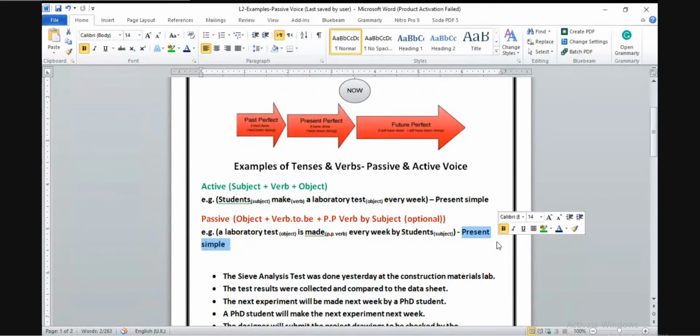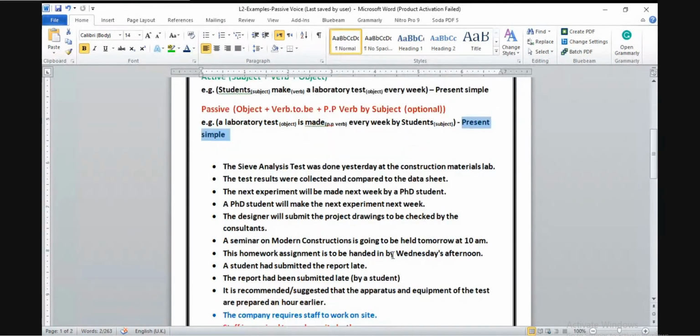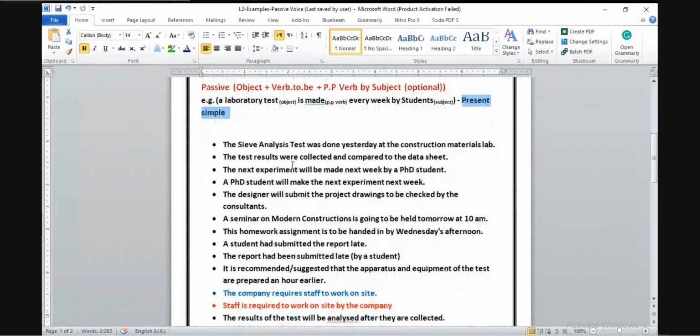Is there any question about this, students? Anyone would like to ask about this summary? هاي ملخص أنا حاولت أسوي لكم إياه حتى تفهمون أكثر عن الباسيف والأكتف. Okay? All right. Now here we have some examples.